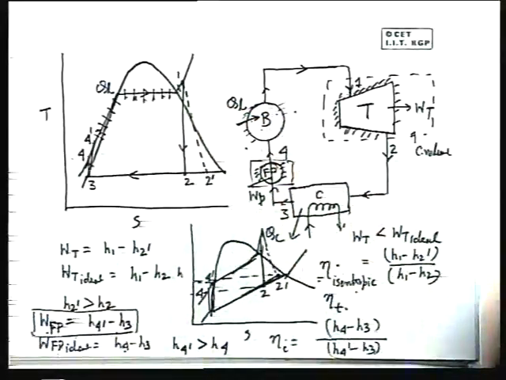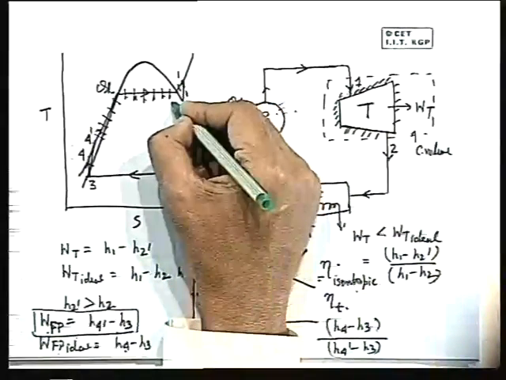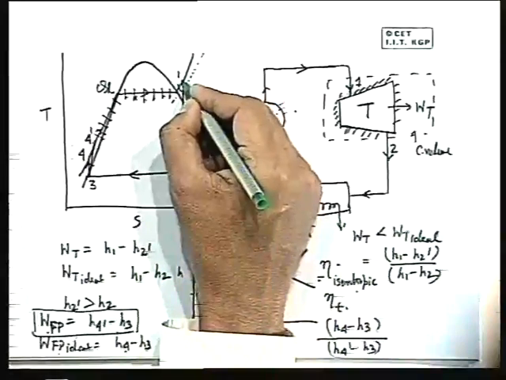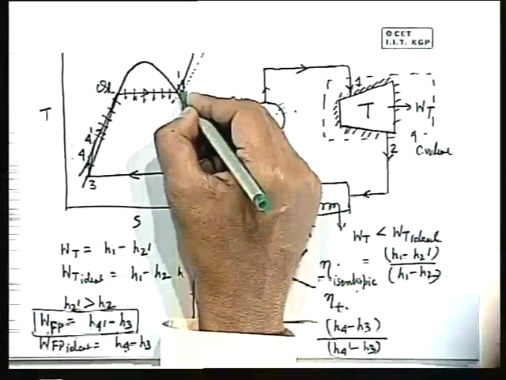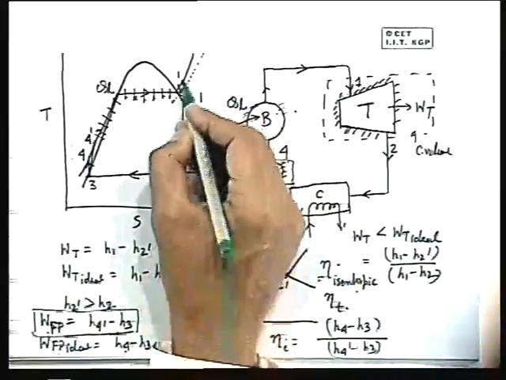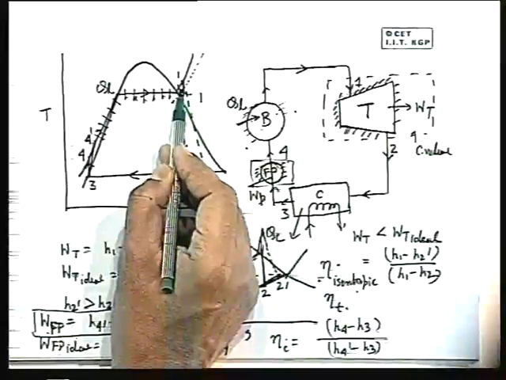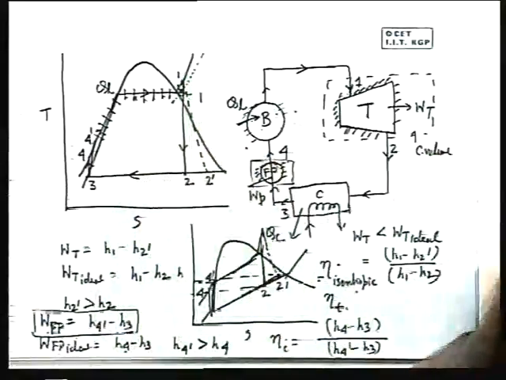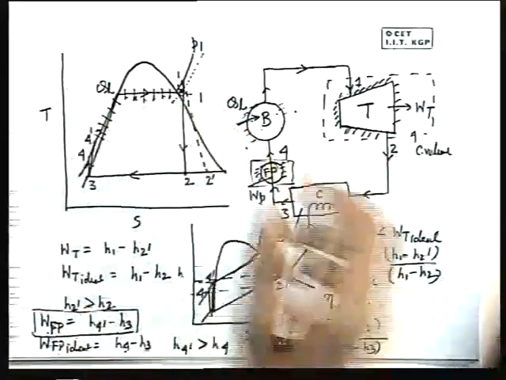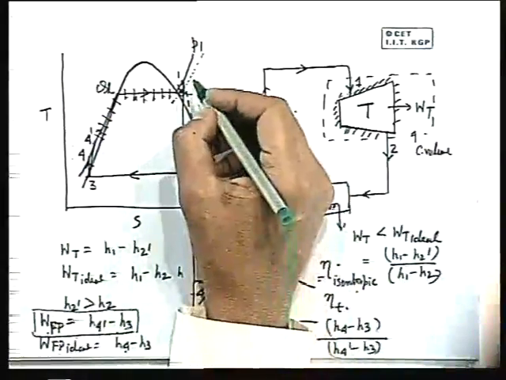Because of this, there is a certain loss in pressure, and let this be the pressure line, a loss in pressure and a decay in temperature also, a decrease in temperature. So this point 1 is a point which is at a lower pressure than the boiler pressure P1, and which is at a lower temperature than the boiler temperature T1, and this is thermodynamically expressed as two processes.